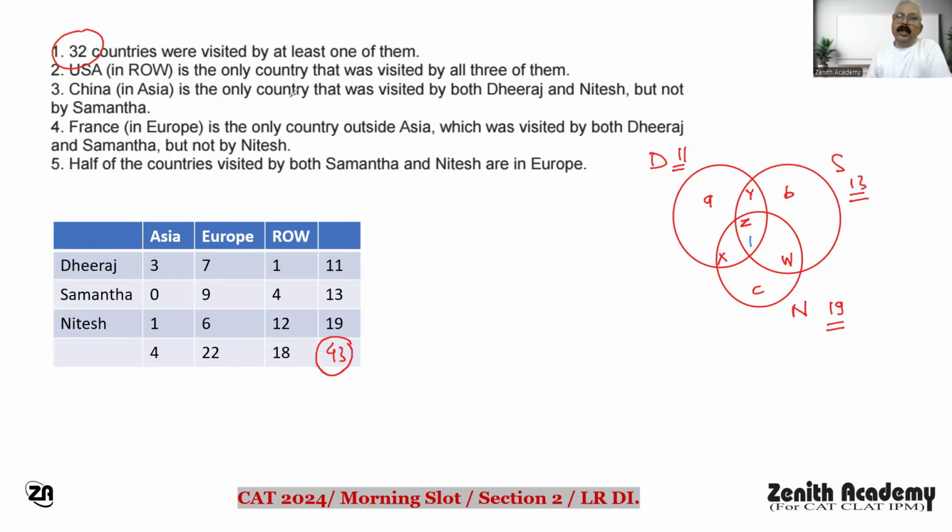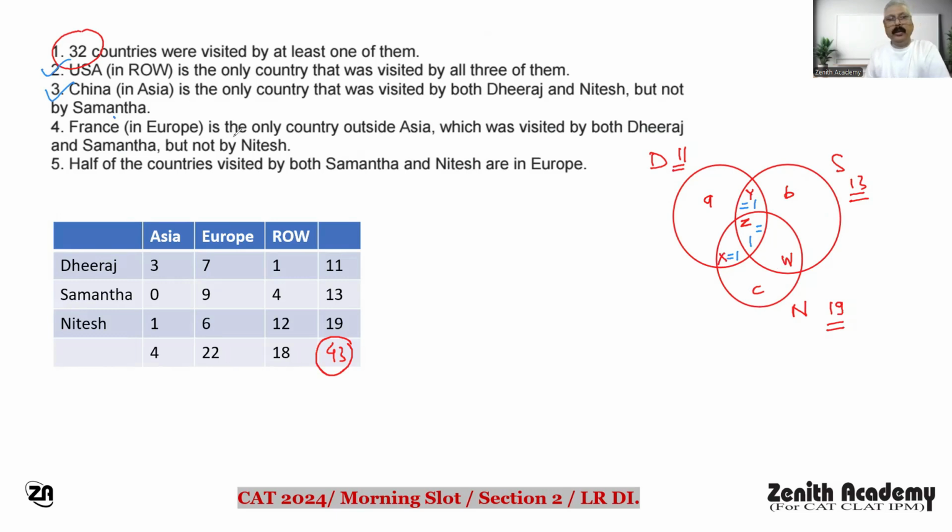China in Asia is the only country that was visited by both Dheeraj and Nitesh, but not Samantha. So X is 1. Now, France in Europe is the only country outside Asia that was visited by Dheeraj and Samantha, not Nitesh. Only country, France. So Y is equal to 1. And Z is equal to 1. No information about W.